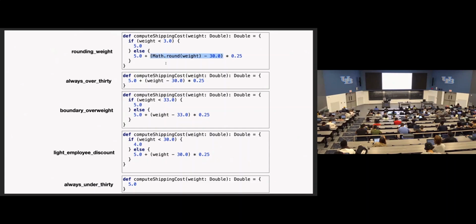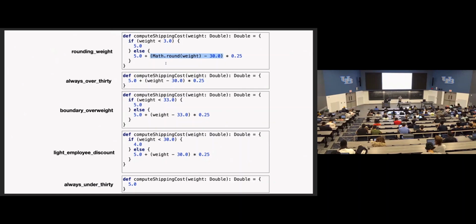So if it's 30.1 pounds, I'm going to get the wrong answer. What this specific one is doing is making sure that at least one of your tests has a non-whole number as the weight. Some weight that's over 30 with some fraction. If you don't have that in your test suite, you're not really testing everything.